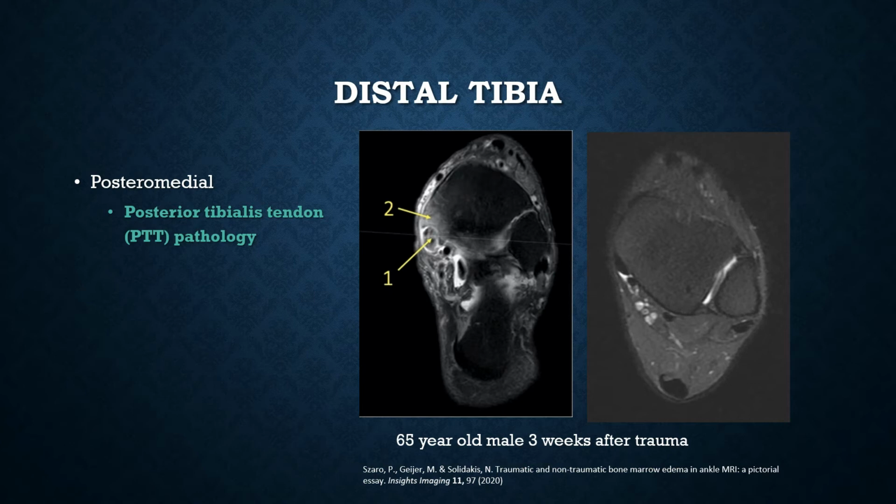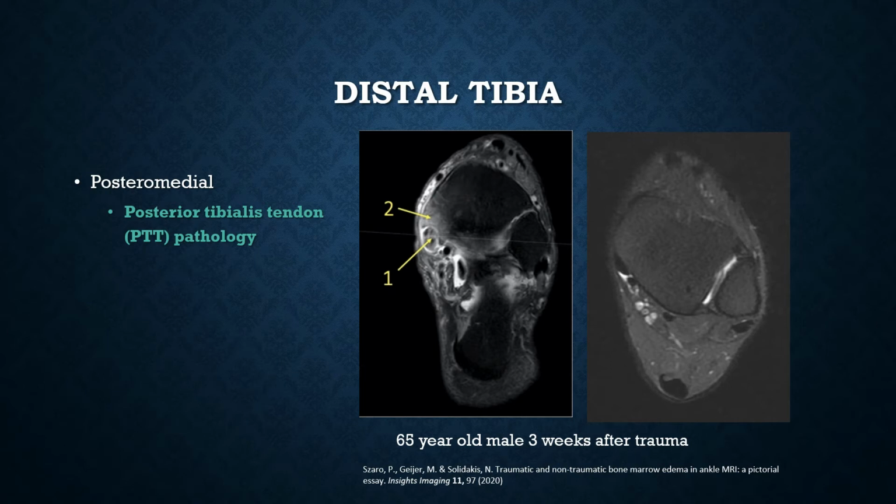Here's an axial image showing the similar region, different patient. The tibialis posterior tendon is being pointed to here by arrow number 1, and we can see that within the substance of the tendon, there's disruption of the tendon fibers, there's abnormal high signal intensity and some tenosynovitis, with adjacent bone marrow edema in the tibia.